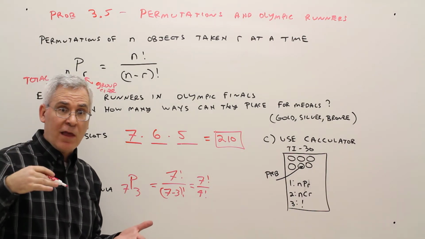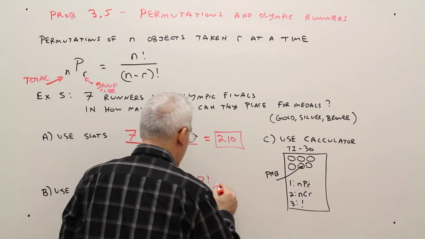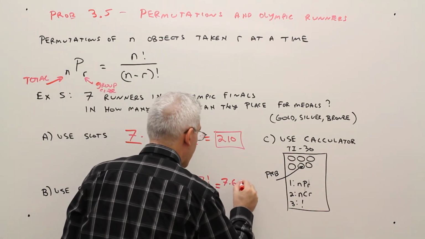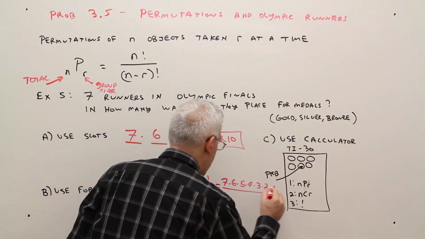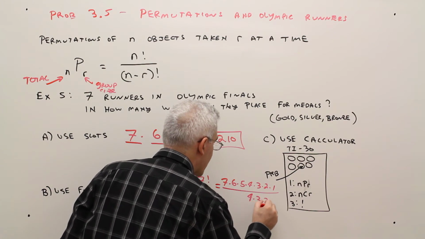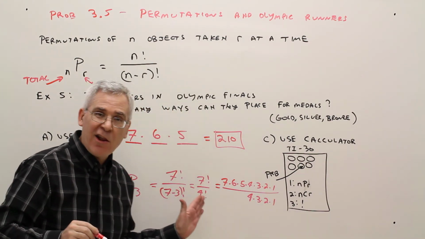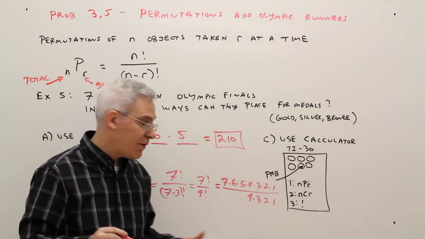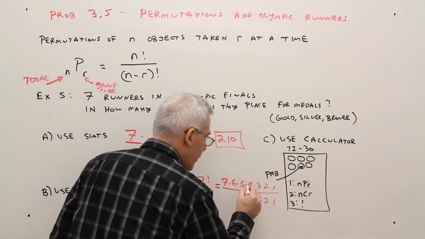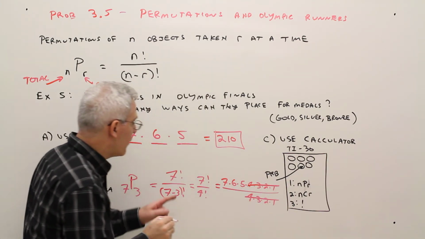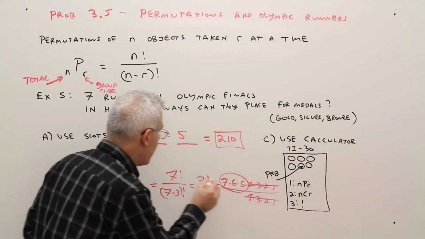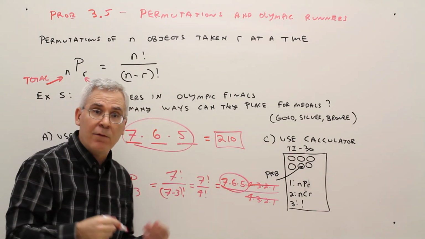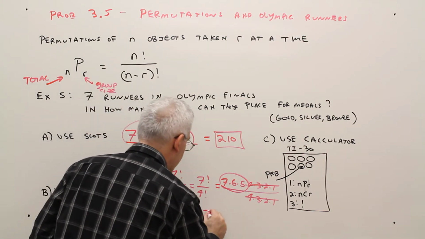And again, let's use that cancellation method from before. So 7 times 6 times 5 times 4 times 3 times 2 times 1, all over 4 times 3 times 2 times 1. I don't usually write them all out, but I want you to clearly see the cancellation. So these cancel with those factors, and you can see I get 7 times 6 times 5, which was the exact way of doing it with the slots. So that was 210.